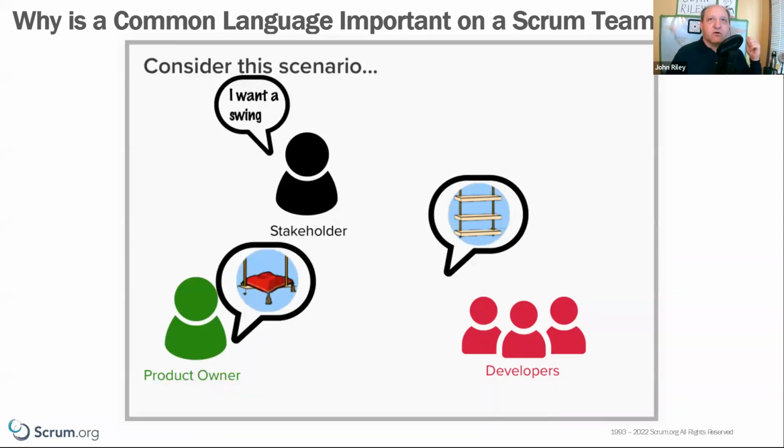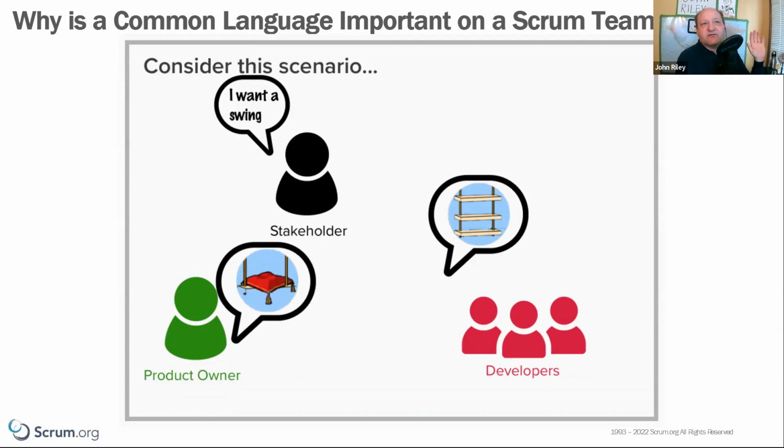So let's now start going into why a common language is so important on a Scrum team. Okay, so let's consider this scenario. We have our stakeholder that engages our product owner and says, "Hey, I want a swing." I just want a swing. So after some conversation with the stakeholder, the product owner says, "Okay, sure, I can get you a swing. And as a little bonus, I'll throw in a pillow in that swing." Okay, fine, great.